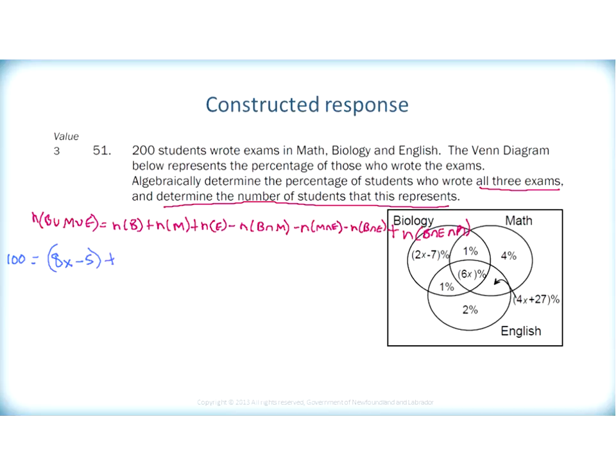In M, in math, we have the 6 plus 4x is 10x, and 5 plus 27 is 32. So in math, we have 10x plus 32. In English, we have the 6x plus the 4x, which is 10x, and 3 plus 27. So that would be 10x plus 30.